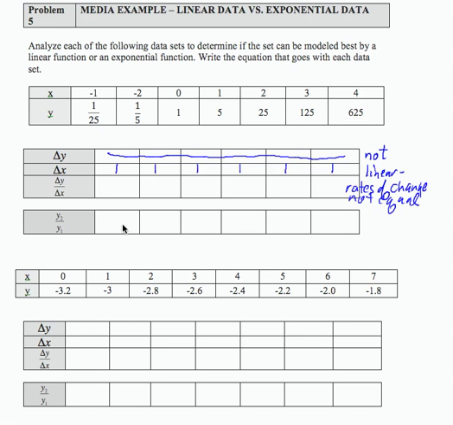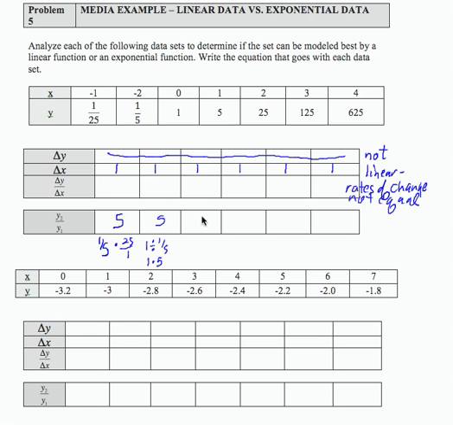So what I'm going to do is hope that the data are exponential, and in order to determine that, I am going to look at the ratio of y2 to y1 for each of the values here. So 1/5 divided by 1/25, I'm going to write that here. That's 1/5 times 25 over 1. That gives me 5. Here, 1 divided by 1/5 is the same as 1 times 5. That gives me 5. So I see a pattern starting to emerge.